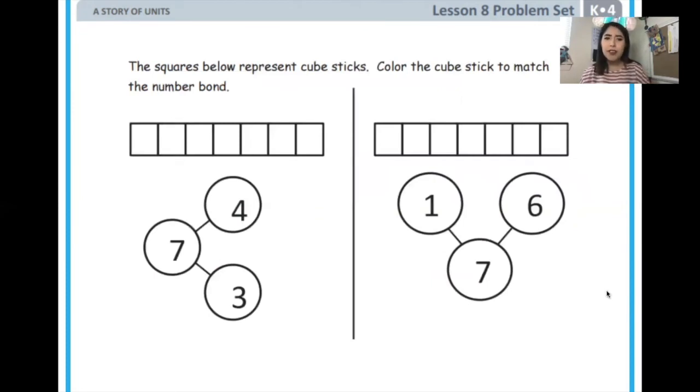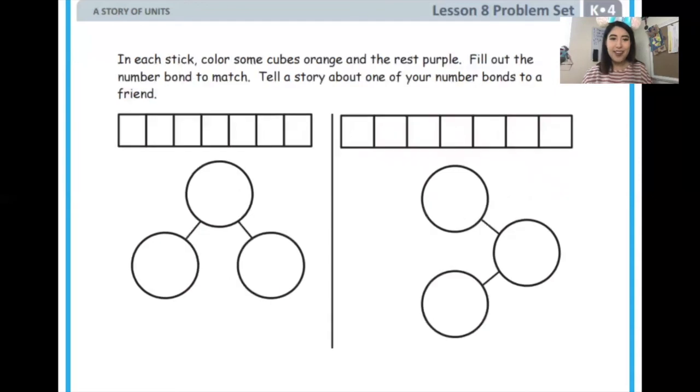The squares below represent cube sticks. Color the cube stick to match the number bond. Oh my gosh, so choose 2 colors and color the squares to match your parts. That is exciting. So in each stick, color some cubes orange and the rest purple. But if you don't have those 2 colors, just use any 2 colors you want. Fill out the rest of the number bond to match. So you're coming up with your own. And I want you to tell me a story that you come up with, because I love when you tell me stories. So you can send me a video explaining your story and I would be super happy.